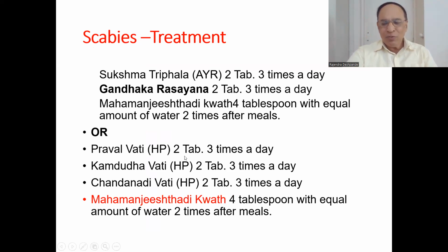Anyway, Pravala Vati, 2 tablets 3 times in a day. Kamadudha Vati, both are anti-pitta. Chandanadi Vati, sandalwood, 2 tablets 3 times. Sir, what is this HP? In many videos, I have mentioned this pharmacy, Hari Parshuram Aushadhalaya in Pune, from late Khadiwale Vaidya. His son, Vinayak Khadiwale Vaidya, near Raman Bagh School, is working with Ayurvedic management, treatments and consultations. Mahamanjisthadi Kada, 4 teaspoons with equal amount of water, 2 times after meals.